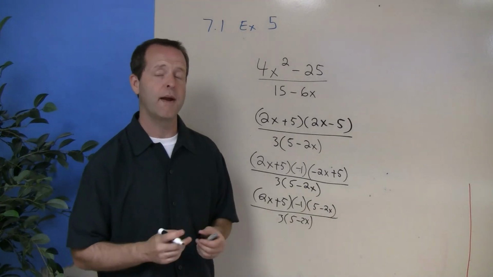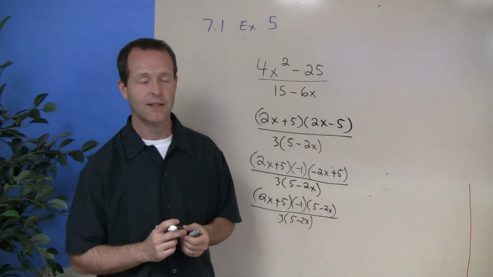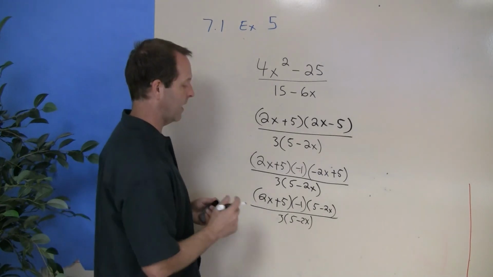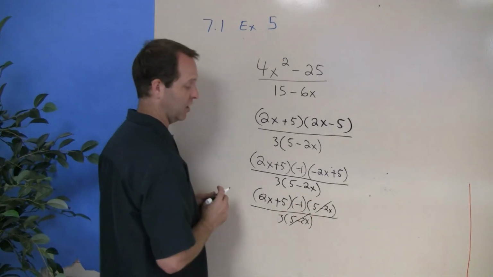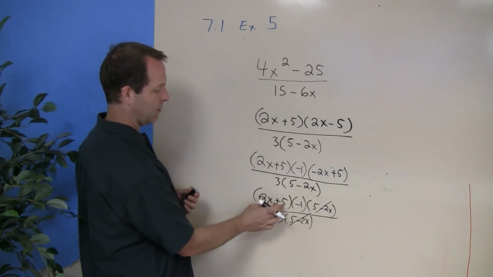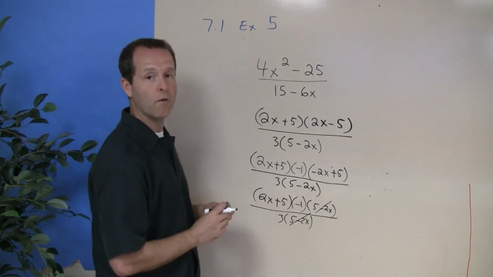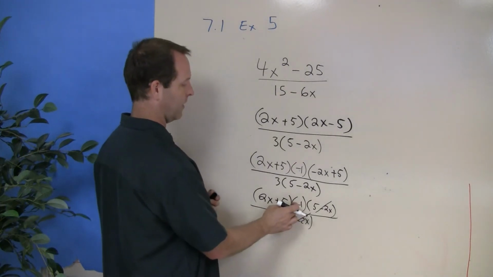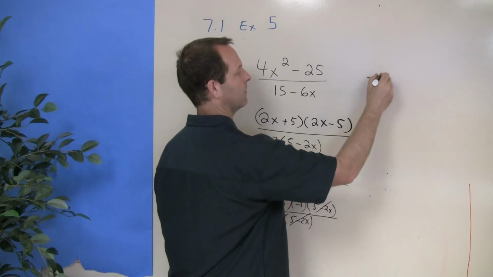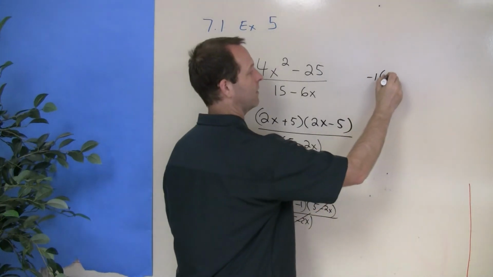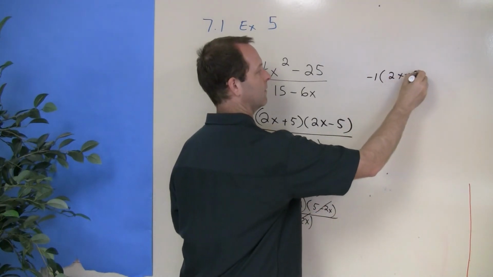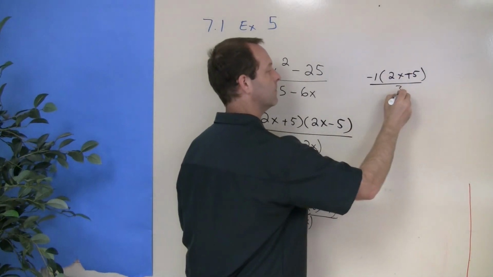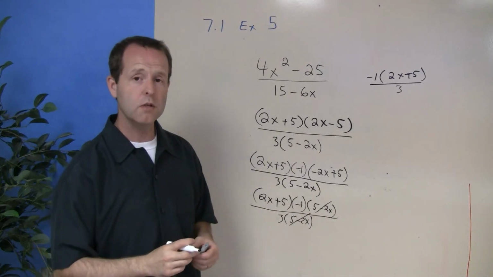And now it's very apparent that I do have a common factor on both the numerator and the denominator, a clever version of 1. So I can go ahead and cancel those guys out, because essentially it's just a version of 1. And I have a 2x plus 5 times a negative 1 over a 3. And I'm going to try to clean that up a little bit and see what that looks like. So I'm just going to bring the negative 1 out, times the 2x plus a 5, all over a 3. And there's my final solution.